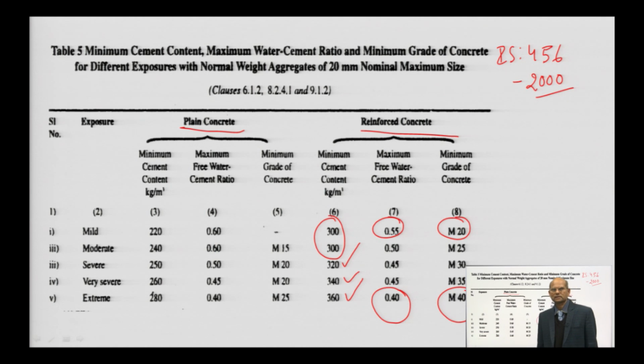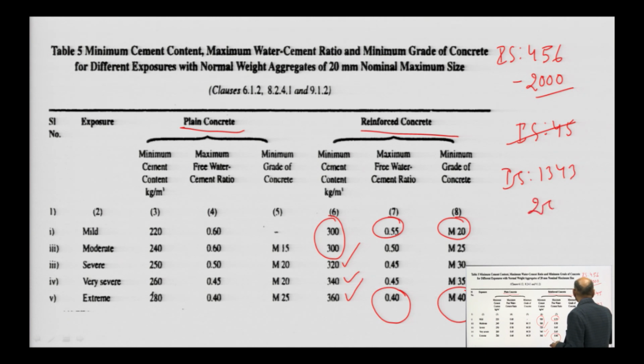Similarly, for pre-stressed concrete, the grade of concrete has also been mentioned, that is, what should be the minimum grade of concrete. If you want pre-stressed concrete, you have to refer to IS 1343 2012. Their requirements you can get from this particular code.